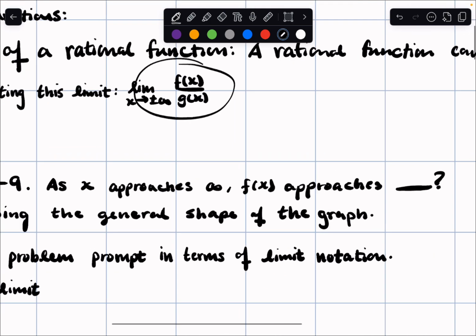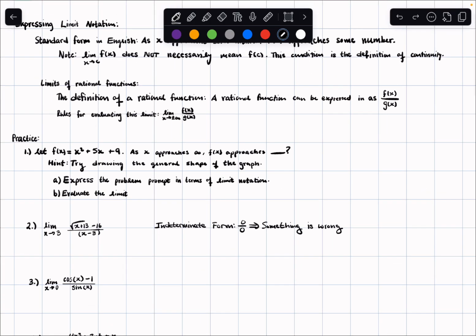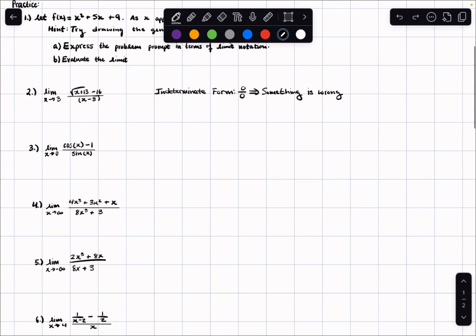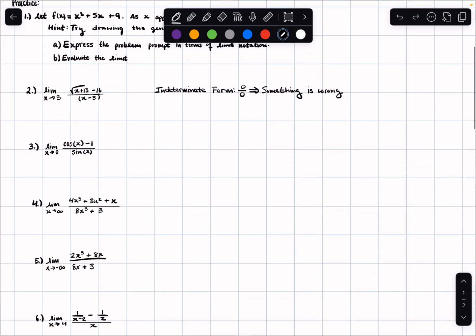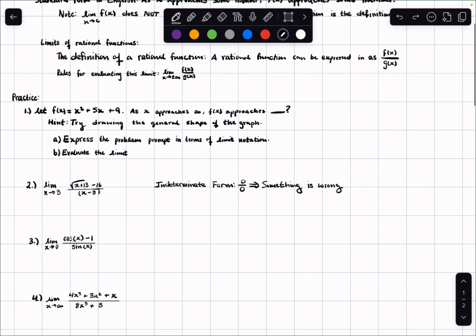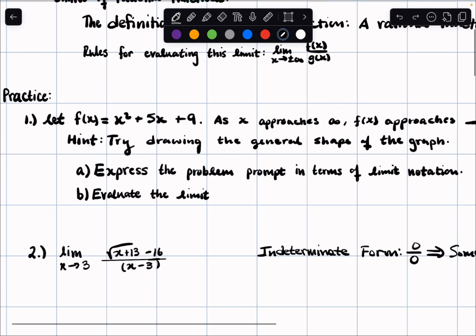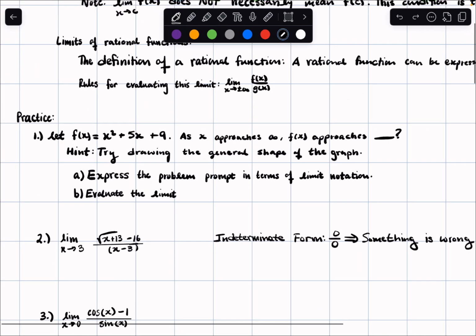the limit like this. All right, so I set out some practice problems here. And as we go through them, we will discover what evaluating a limit and limits actually mean. So let's start. We'll start by letting f of x equal x squared plus 5x plus 9. And as x approaches infinity, what does f of x approach? So try drawing the general shape of the graph.